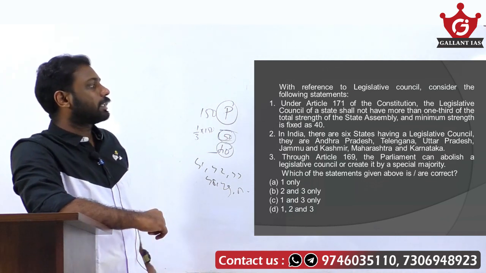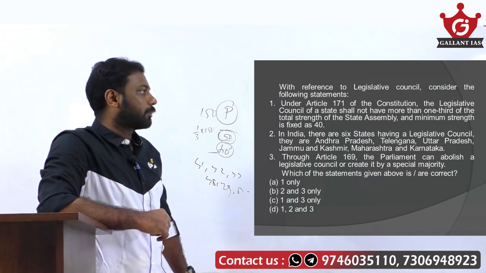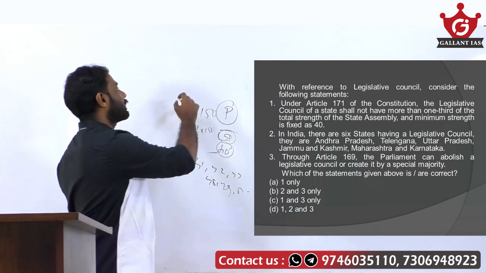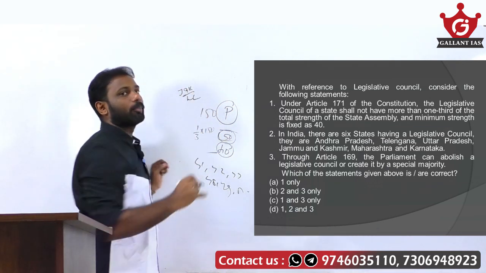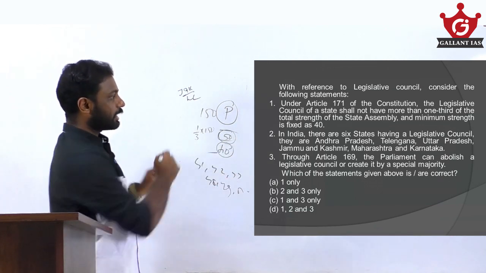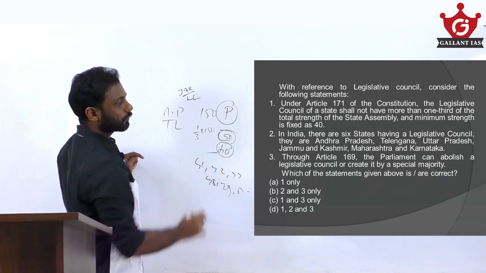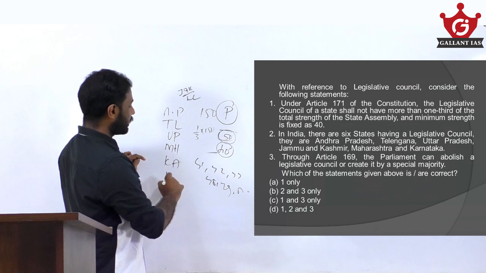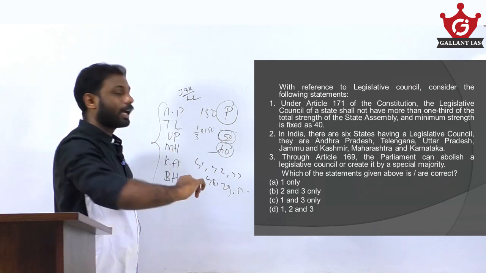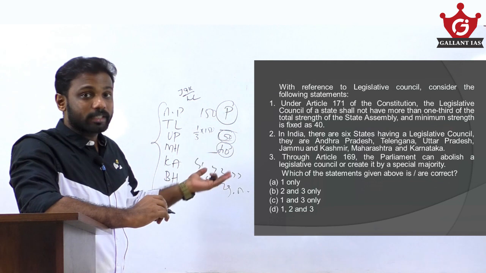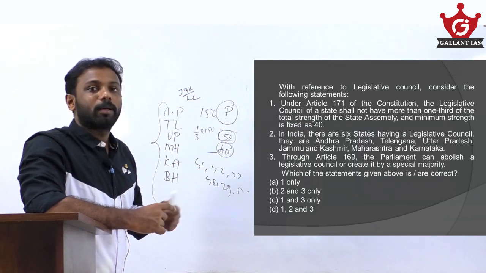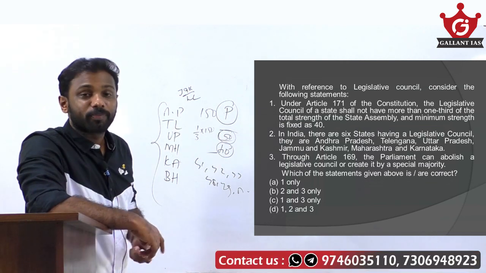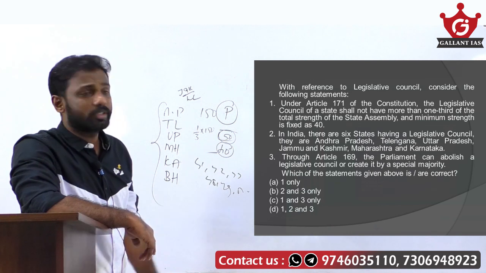Regarding 2, in India there are 6 states having a legislative council. They are Andhra Pradesh, Telangana, Uttar Pradesh, Maharashtra, Karnataka and Bihar. Currently Jammu and Kashmir has no legislative council. Earlier Jammu and Kashmir also had a council, but after the abrogation of the statehood of Jammu and Kashmir, the legislative council also got abolished. So 2 is a wrong statement.